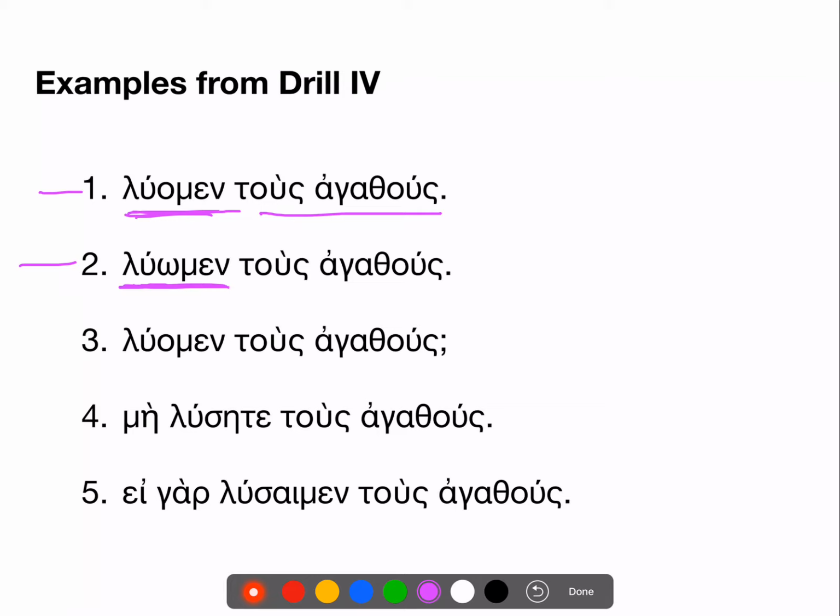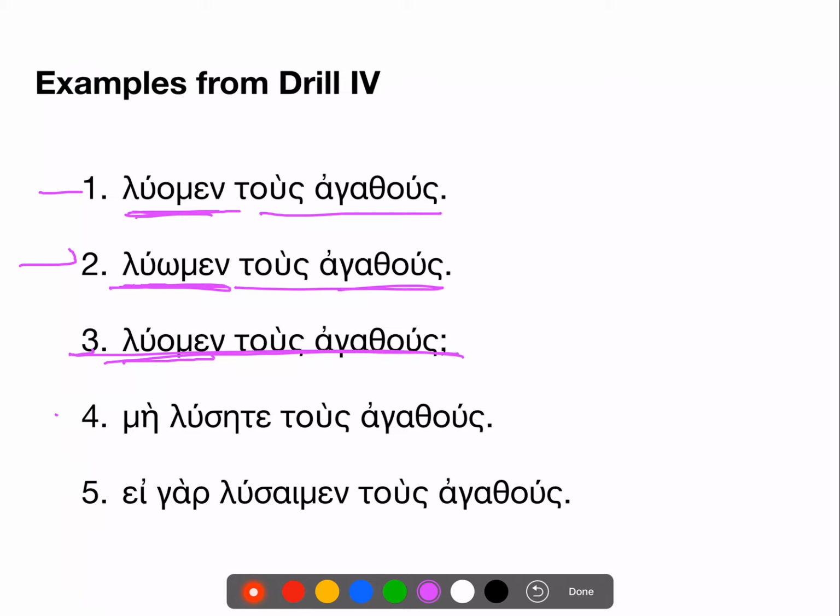Number 2 must be, well, it's a first person singular subjunctive, an independent use of the subjunctive. So how about a hortatory subjunctive? Let's be freeing the good men. Number 3, we're back to the present indicative active. In fact, this sentence, number 3, looks just like sentence number 1, except it's got a question mark at the end. So, are we freeing the good men?